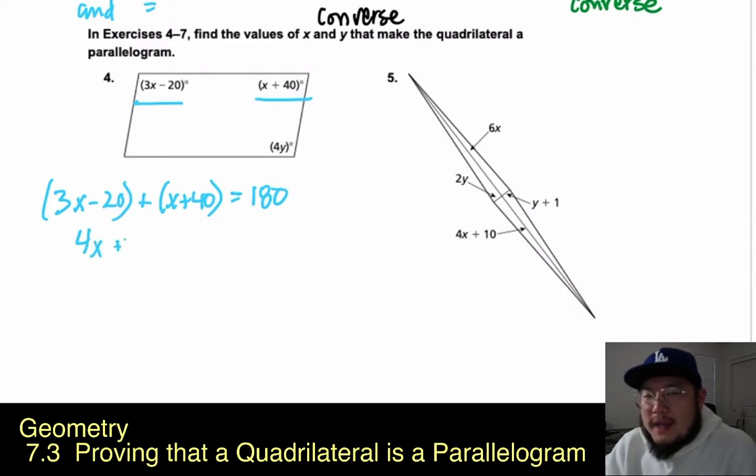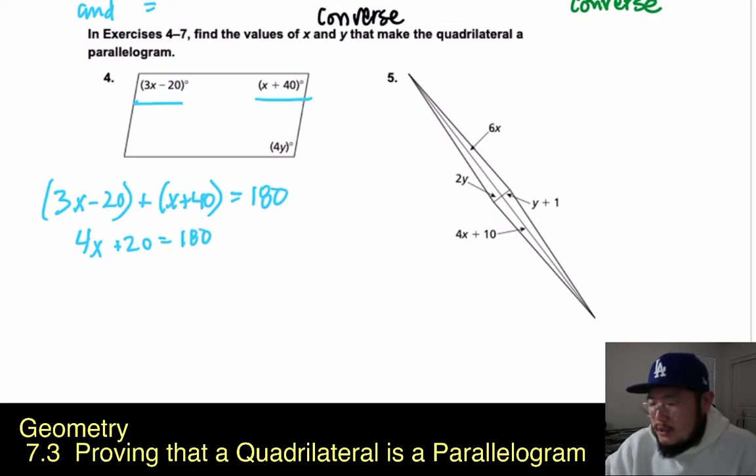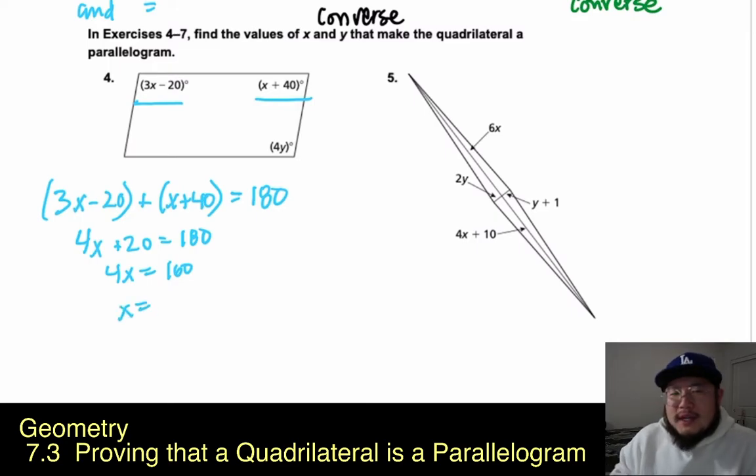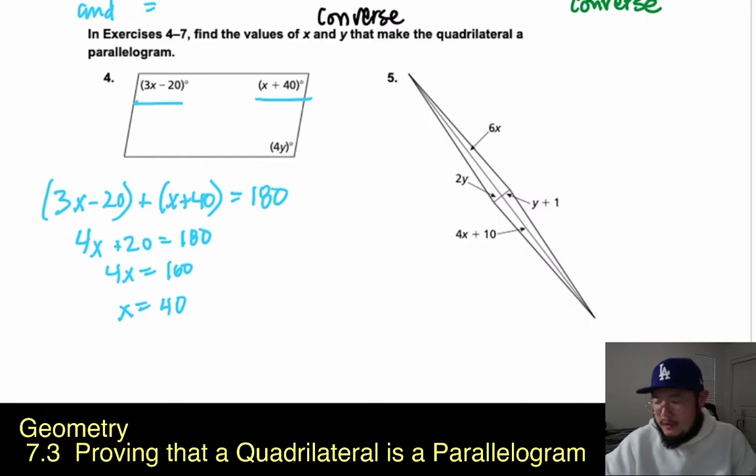That's equal to 180. We can go ahead and subtract 20 from both sides. 4x is equal to 160, and divide both sides by 4, and x is equal to 40. All right, so we have x is equal to 40. That's step 1.